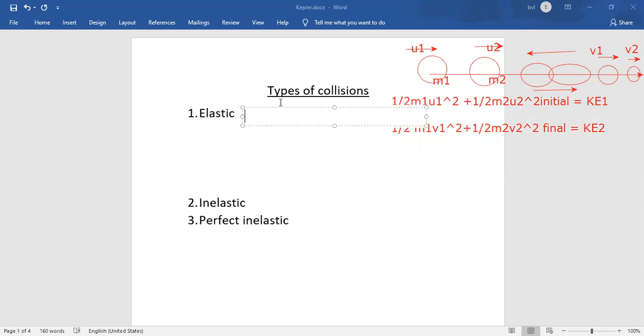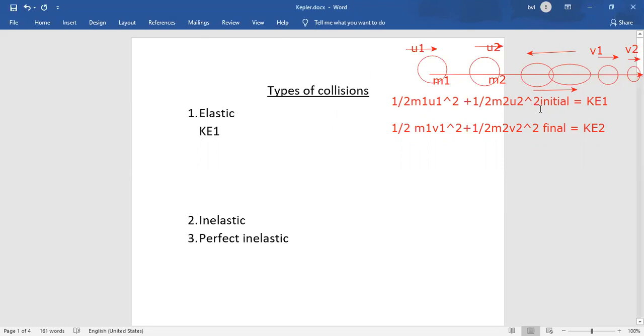For the elastic collision, KE1, the total kinetic energy before the collision, half m1 u1 square plus half m2 u2 square, equals KE2. This is the condition for elastic collision. During an elastic collision, the total kinetic energy of the two masses before and after is equal. So there is no loss in kinetic energy.